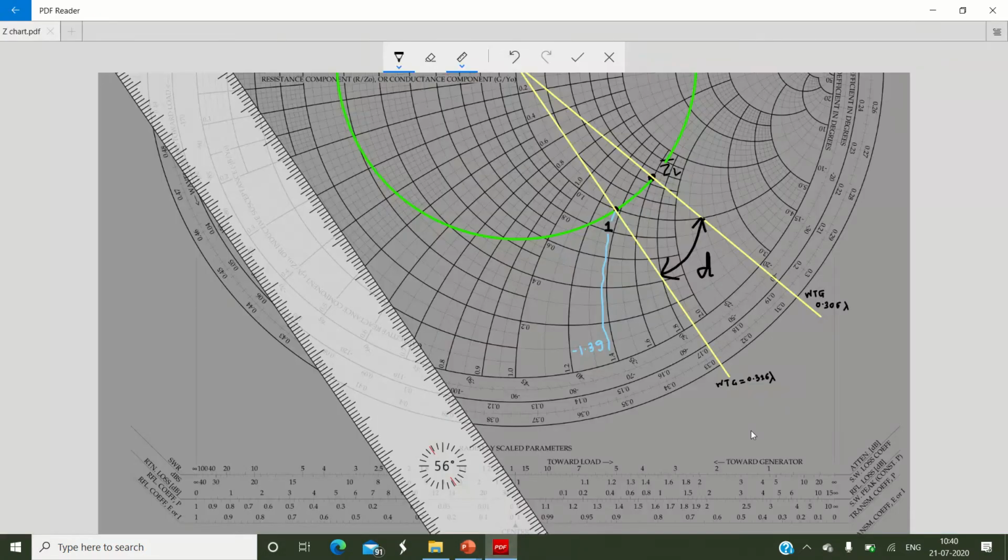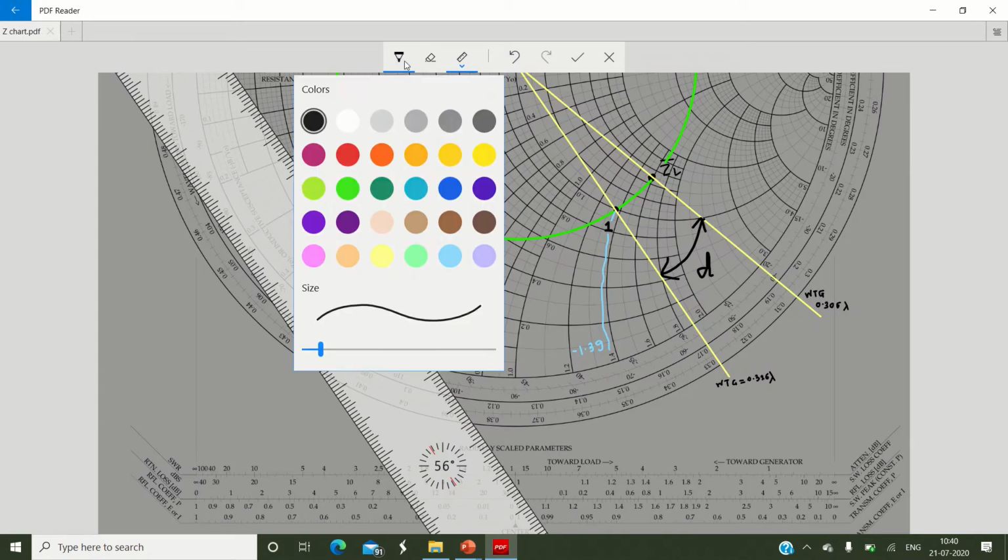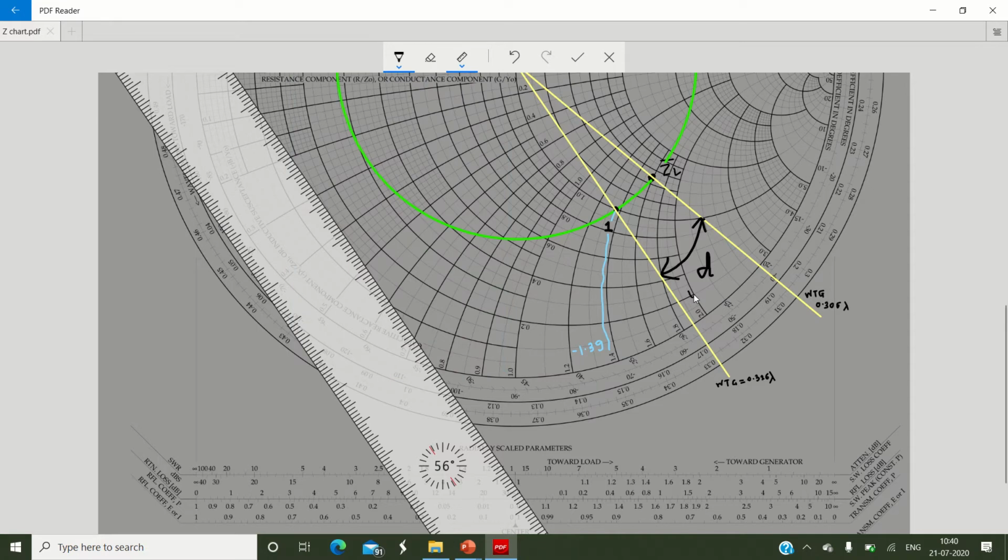Okay, so here I will write: this d we have got 0.02 lambda. So the first job is over. The first job is to locate the stub from the load. Please remember, from the load at a distance of 0.02 lambda, there is the location of our series stub. So the first half of the solution is over.